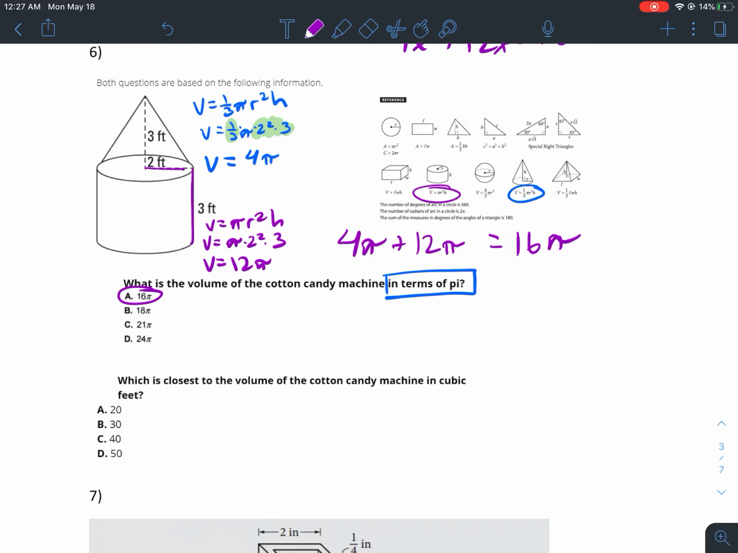Next it says, which is closest to the volume of the cotton candy machine in cubic feet? So what you can actually do here is we already calculated the volume. We know it's 16 pi. Well, we could plug this into our calculator. 16 times pi, or you could do 3.14. And when you do that, you end up with 50.26. So your answer here is going to be D.